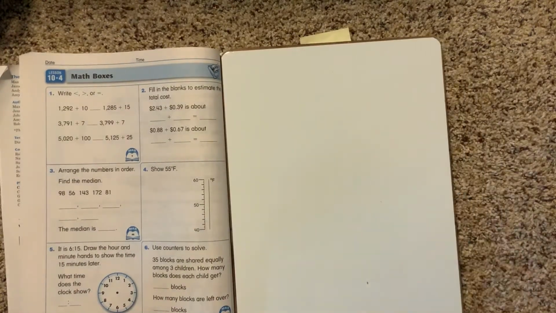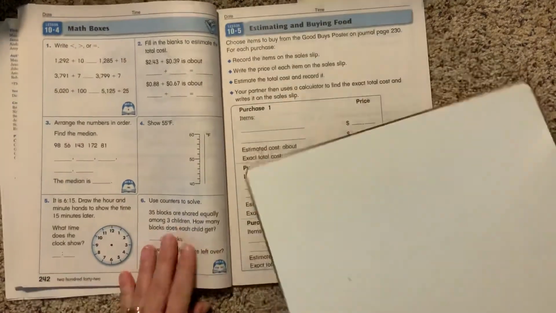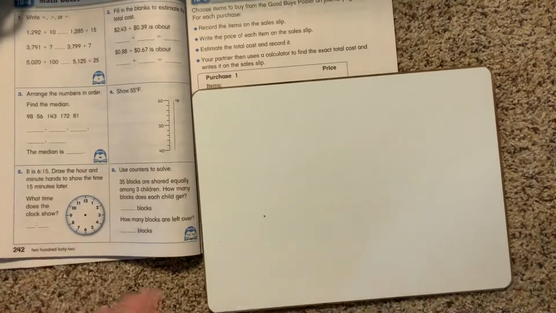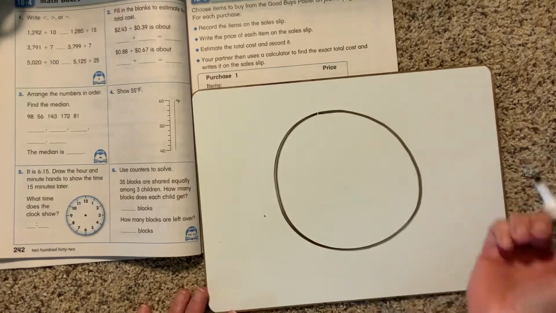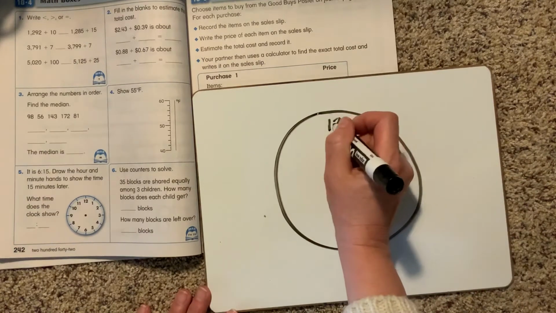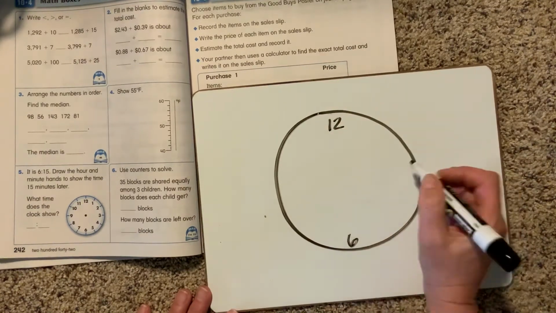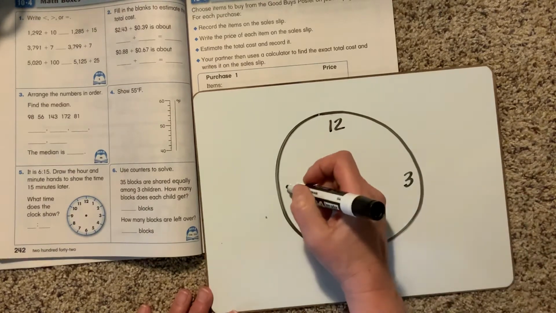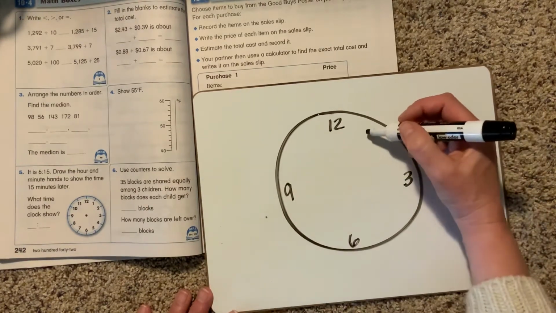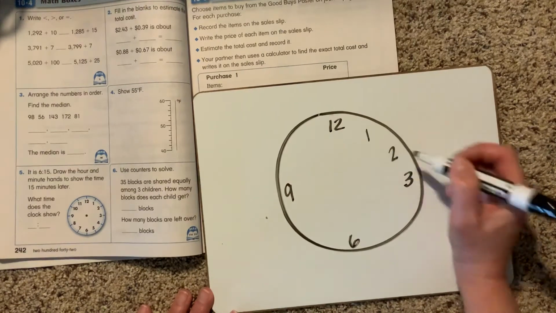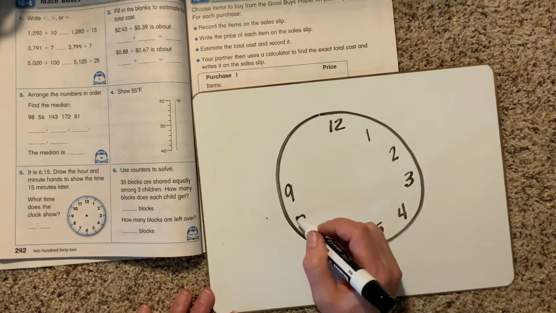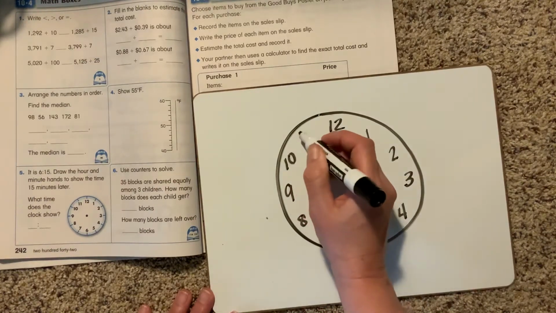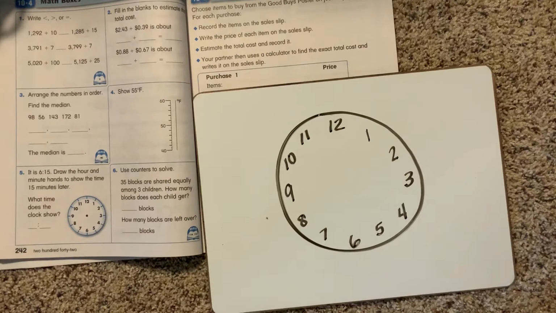Number 5, we need to complete the clock question. So if we have a clock, and if you're drawing this, here's the easy way to do it. Put your 12 o'clock at the top and your 6 at the bottom. Put your 3 on the right, your 9 on the left, and then it's pretty easy to space your numbers in between those. There you go. So you can make your own clock that way.